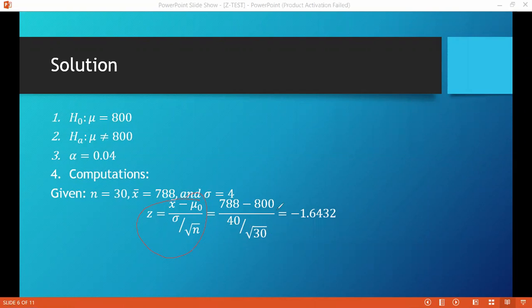Now, by the way, in solving this one, if your calculator cannot directly solve it, you must solve the denominator like this: 40 divided by the square root of 30. That is what you solve first. Then, before you divide, for the numerator, how much is 800 minus 788? So that is negative 12 over the denominator.